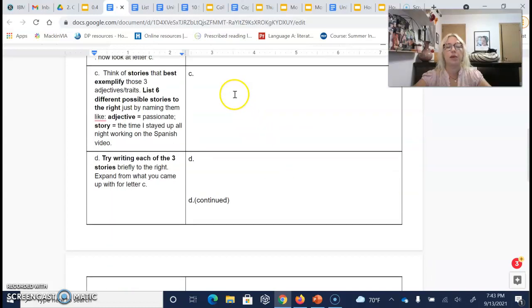Now that you have your 3 best adjectives, think of a story that you could tell that shows that adjective. So for me, one might be passionate. Maybe you can tell. A lot of English teachers are. We get really jazzed up about things. I could tell a story about how I was passionate about something. Maybe when I was a little girl, I was so excited to watch a princess get married. Princess Di was getting married in, I don't know, 1980 or something. I was a little girl and I stayed up all night.